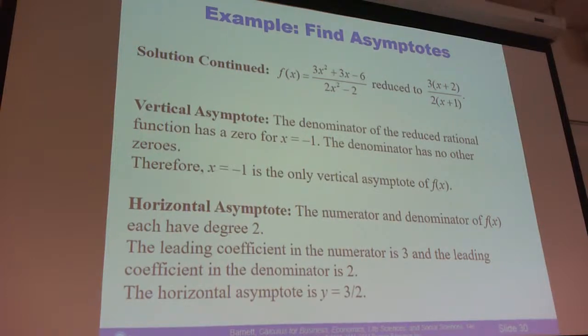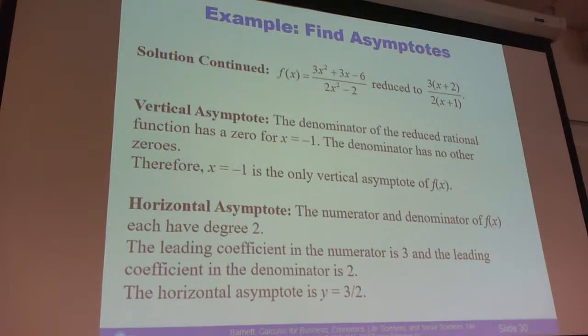And the answer would be vertical asymptote at x equals negative 1. It's a vertical line. Horizontal asymptote at y equals 3 over 2. Okay? So if you remember those rules, you're able to find vertical and horizontal. And if you're ever stuck and not sure, what can you do? Just graph it. Let's see what it looks like.